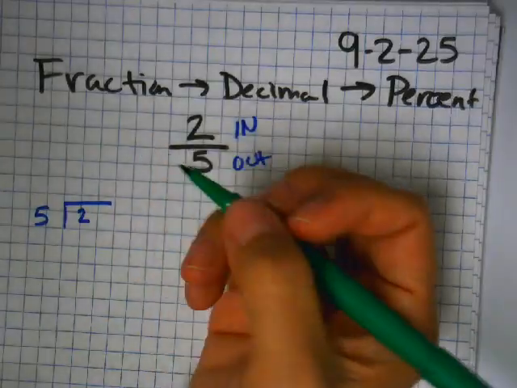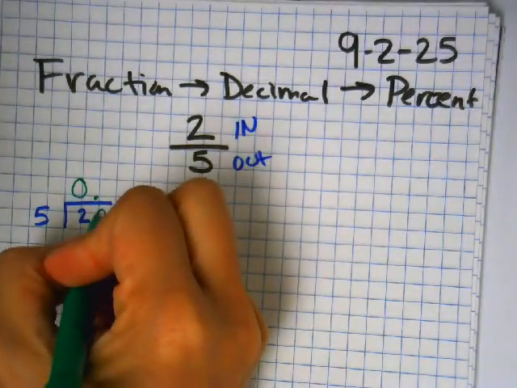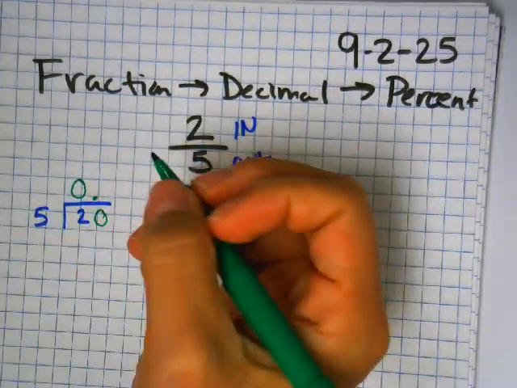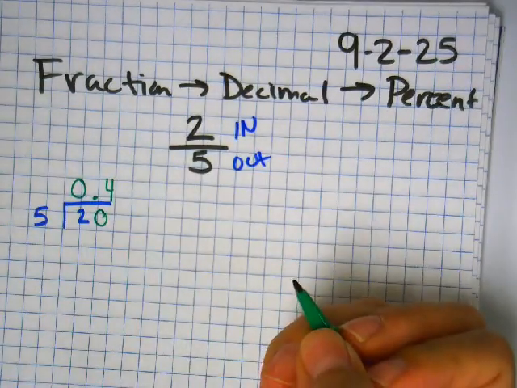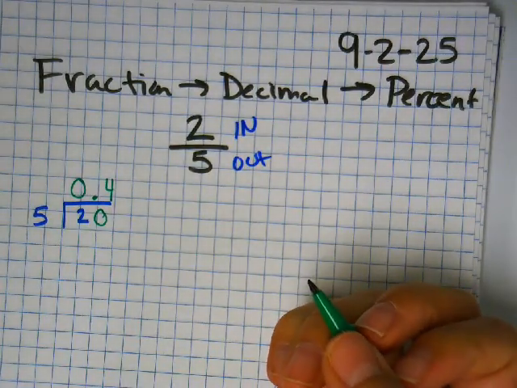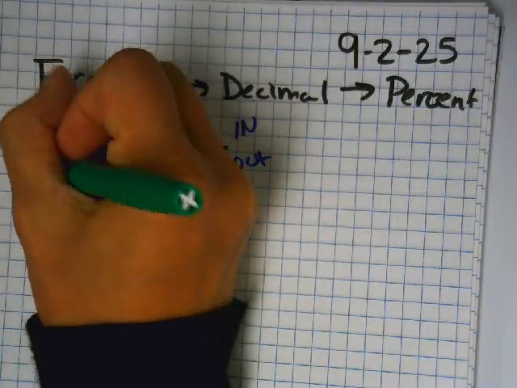Drive through. All right. So 0, decimal, 0. How many times does 5 go into 2.0? So our decimal answer is 0.4. This is our decimal, obviously.